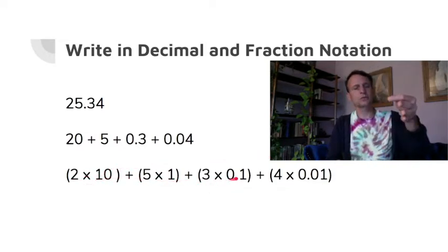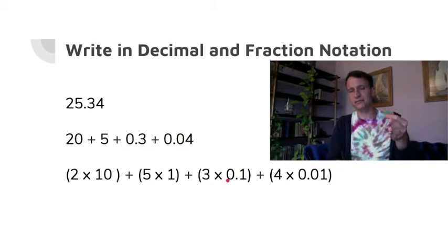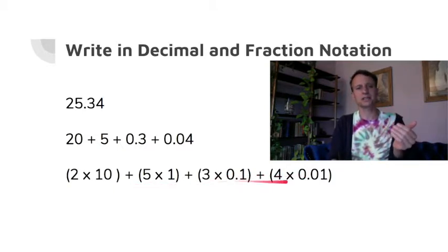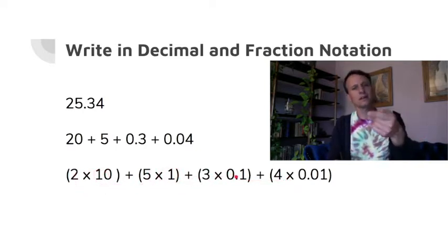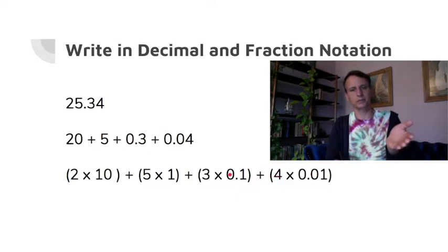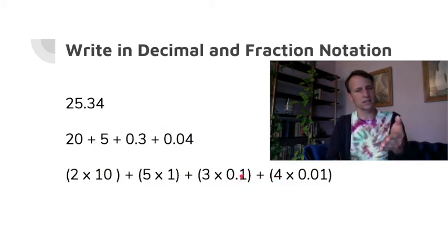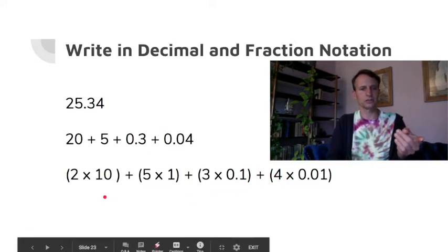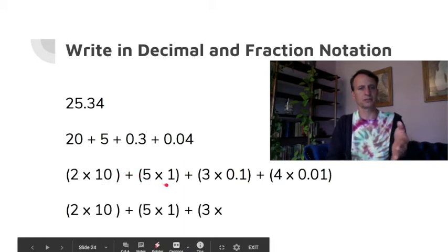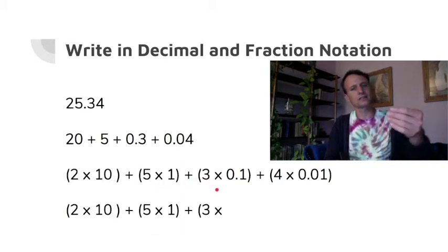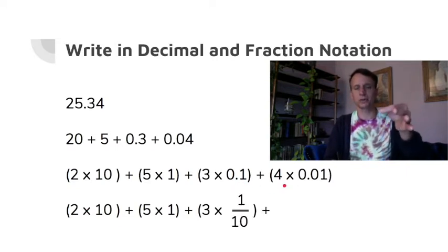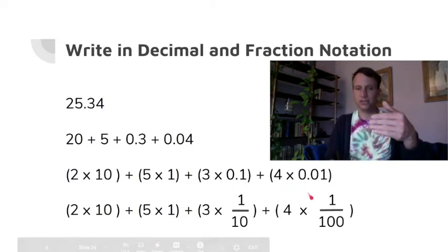And now, when we do this in fraction expanded form with multiplication, what's the only thing that'll be different here? This will be the same, and this will be the same. They're whole numbers. These fractional numbers will be in fractional form, so 1/10 and 1/100. So it's going to look like 2 times 10 plus 5 times 1, which stays the same. Then it's 3 times the fraction 1/10 plus 4 times the fraction 1/100.